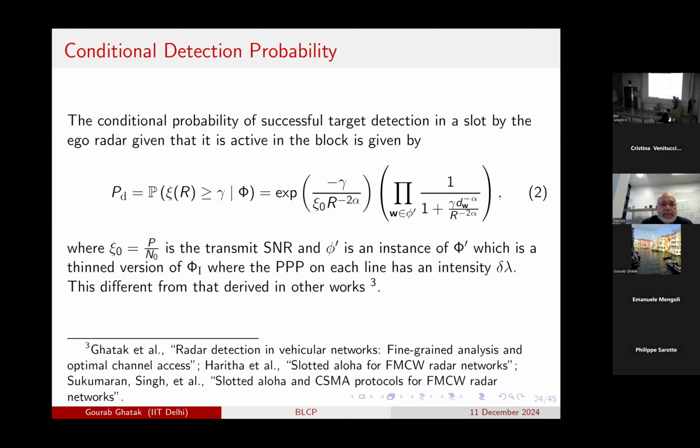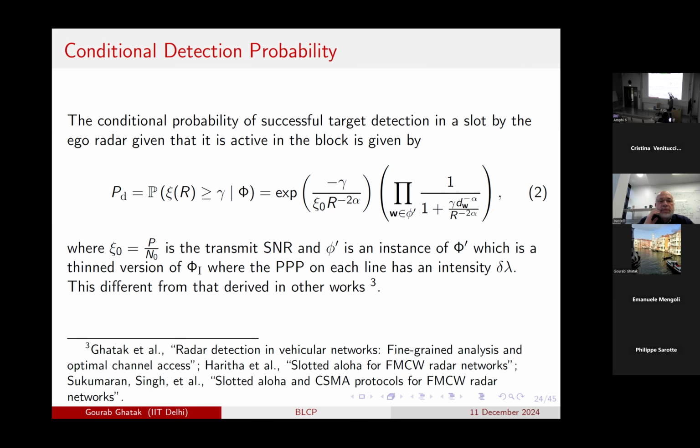Like before, we first derive the conditional success probability, in order to derive the detection probability. So this is the conditional detection probability, that my SINR is greater than a threshold for a given realization of the point process. Now, this is quite a common expression in stochastic geometry.